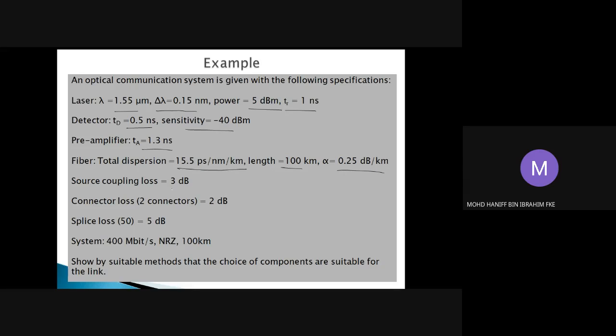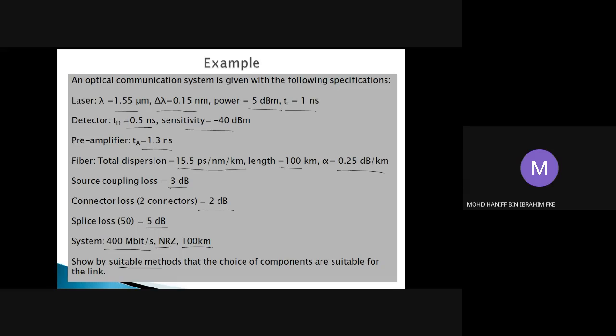The coupling loss is 3 dB. The connector loss is 2 dB. We have two connectors there. Connector loss is 2 dB in total. While for the splice loss, we have 50 splices. Total loss due to the splices is 5 dB. And it's given that the system uses 400 megabit per second. That should be the data rate proposed, while the coding is NRZ with the length of 100 kilometers. Okay, so the question is, show by suitable methods that the choice of components are suitable for the link.